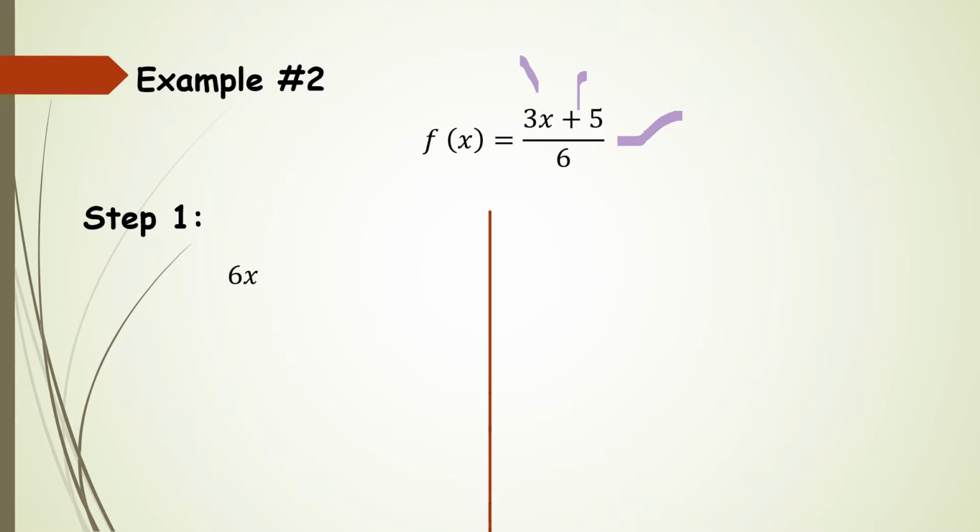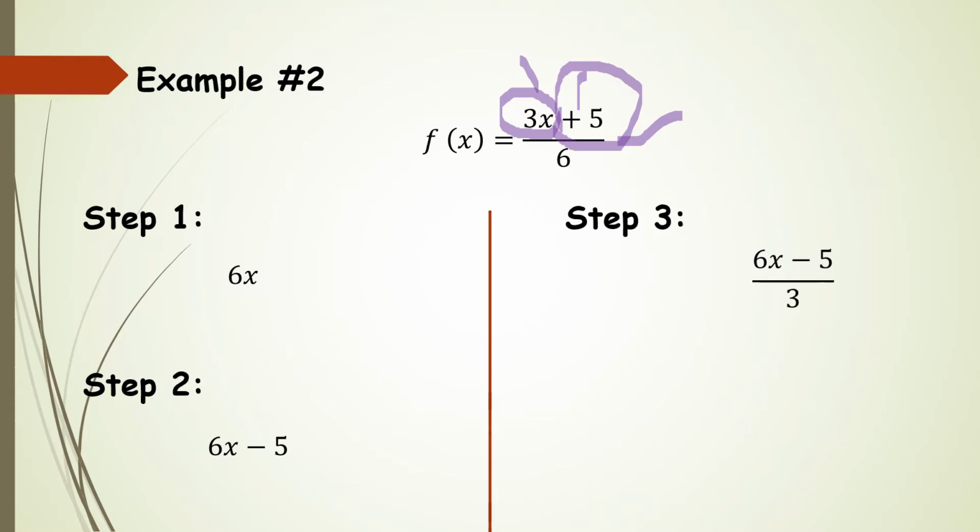So, we have 6x. Sa step 2, isusunod naman natin ang inverse ng addition or ng ating plus 5, which is minus 5. So, we have 6x minus 5. And lastly, we have the multiplication, 3 times x. So, we will divide the step 2 by 3. And we've got 6x minus 5 all over 3. Lastly, equate ulit natin siya. Thus, the inverse of f of x is equal to 6x minus 5 all over 3.